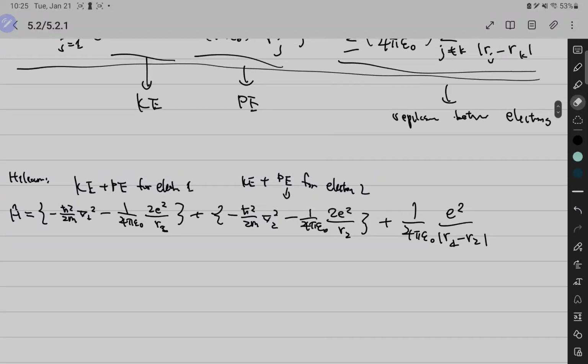So in this case, when we have helium, since there are only 2 electrons, R1 and R2, there's only one unique electron-electron interaction, so there is no double counting. Therefore, we don't have the 1/2 factor in front of it, but everything else should be the same.